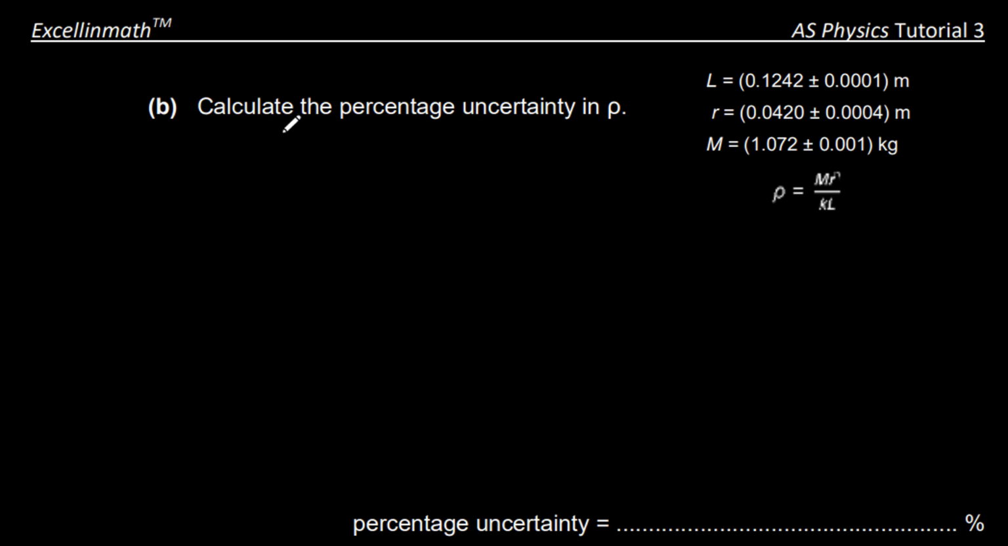Then in B, we have to calculate the percentage uncertainty in rho. In other words, in the density. And earlier on, we were given this equation for the density. It's equal to m r to the power n over k l. And we calculated the value of n. We saw that it was -2. So we can rewrite this equation as m r to the -2 over k l. Also remember that k is a constant with no units.